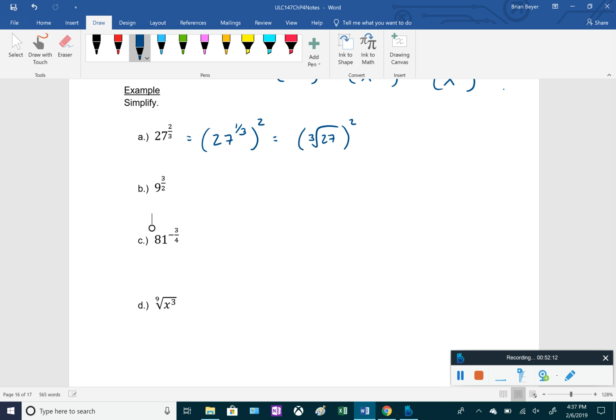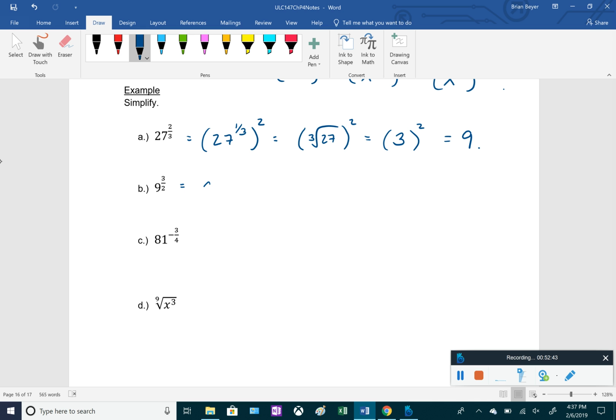You don't have to rewrite it like that if you already know what it means. The cube root of 27 is 3. So this is just 3 squared, which is 9. So 27 to the 2/3 is actually equal to 9. We could have squared it and done 27 squared and then taken the cube root, but then the number gets a lot bigger, so it's easier to work with the numbers when you make them smaller.